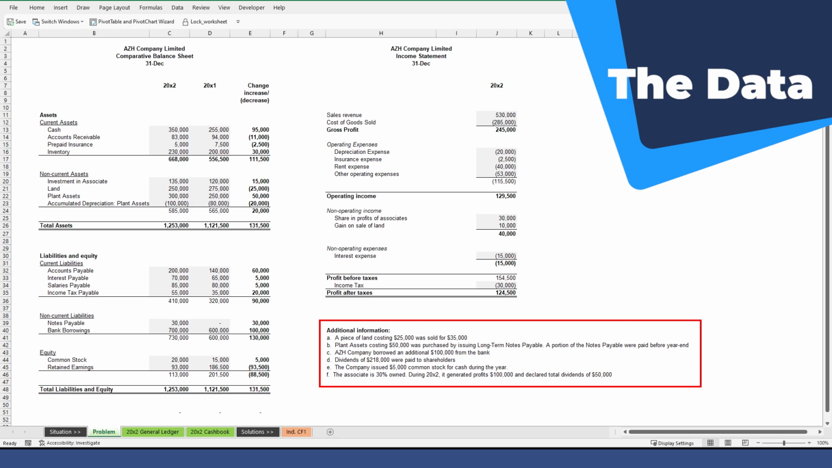A portion of this notes payable were paid before year-end. AZH Company borrowed an additional $100,000 from the bank. Dividends of $218,000 were paid to shareholders. The company issued $5,000 worth of common stock for cash during the year. And lastly, the associate or investment in associate that we see in the balance sheet is 30% owned. During the current year, it generated profits of $100,000 and declared total dividends of $50,000.